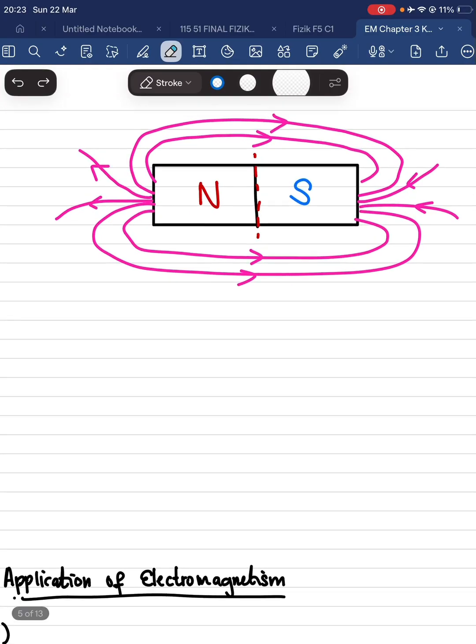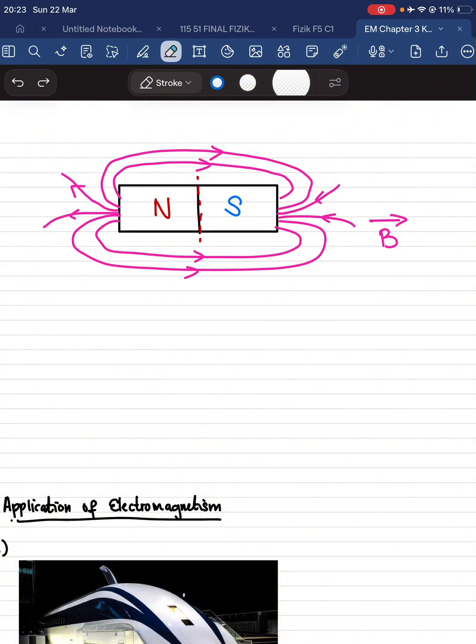So make sure you know how to draw the magnetic field line. Make sure that the field line is sourcing from the north pole to the south pole, right? And we characterize that as the B field, or magnetic field.